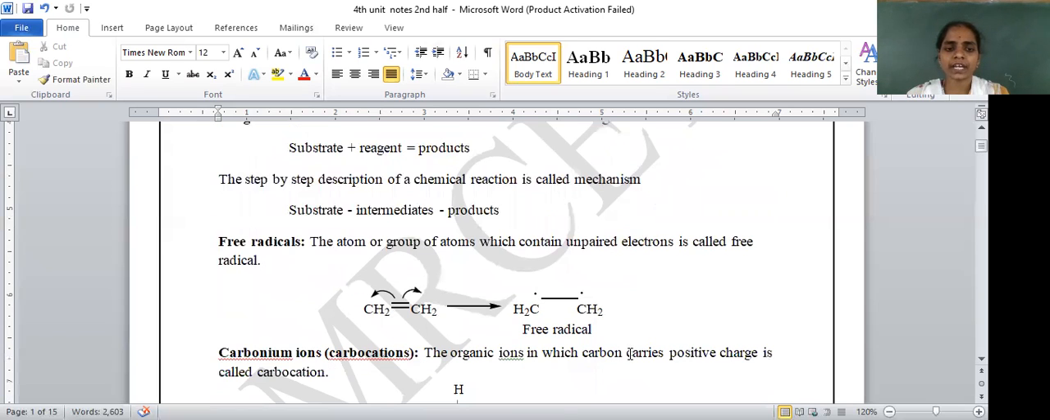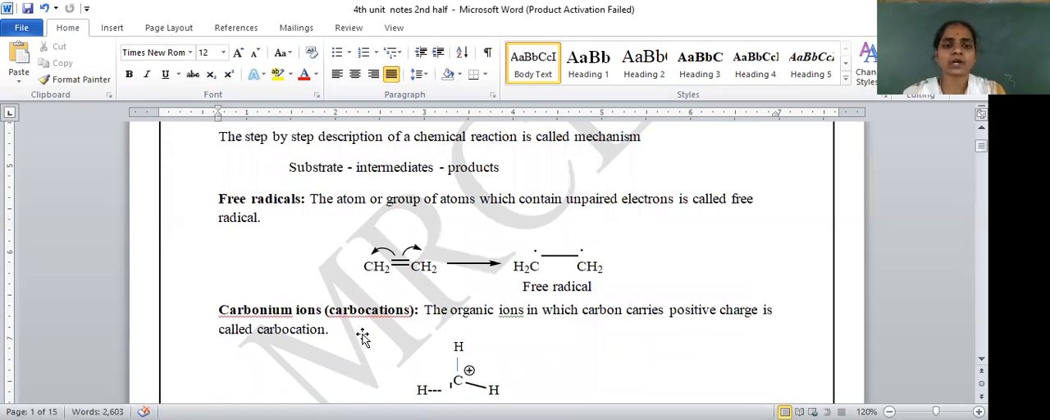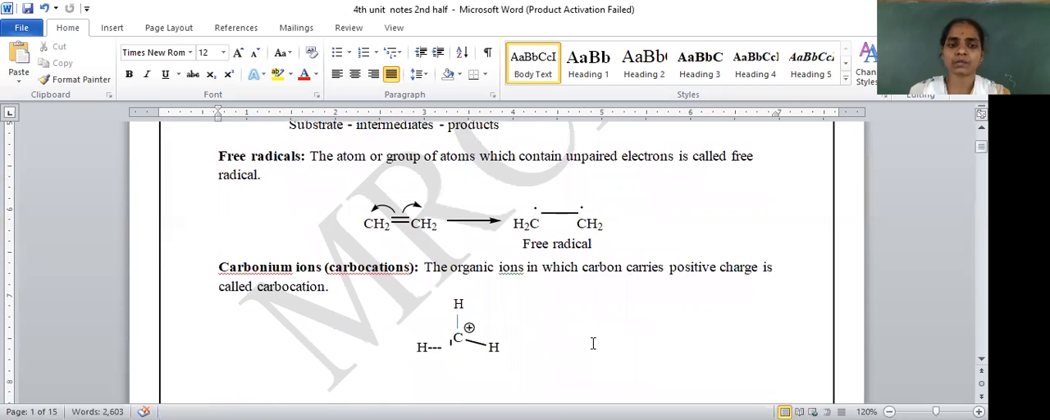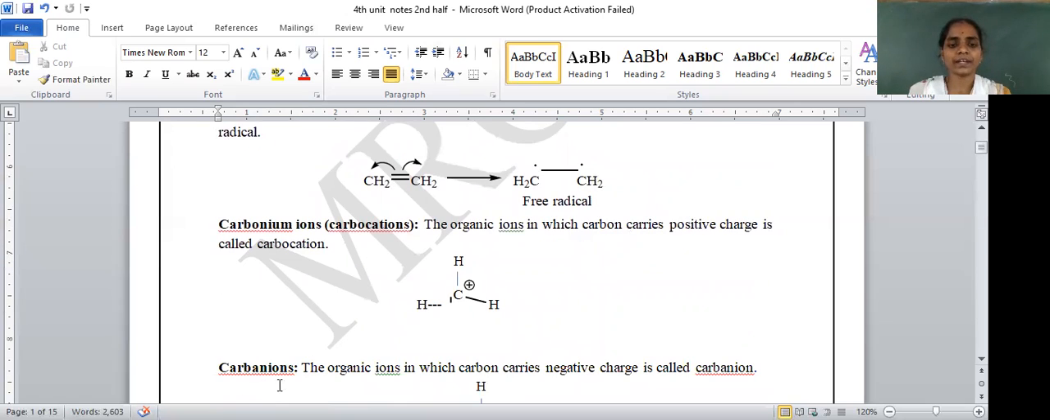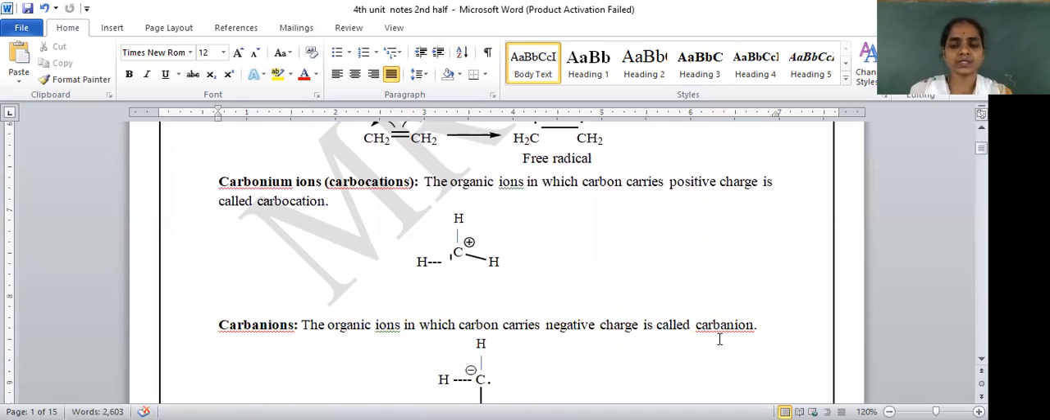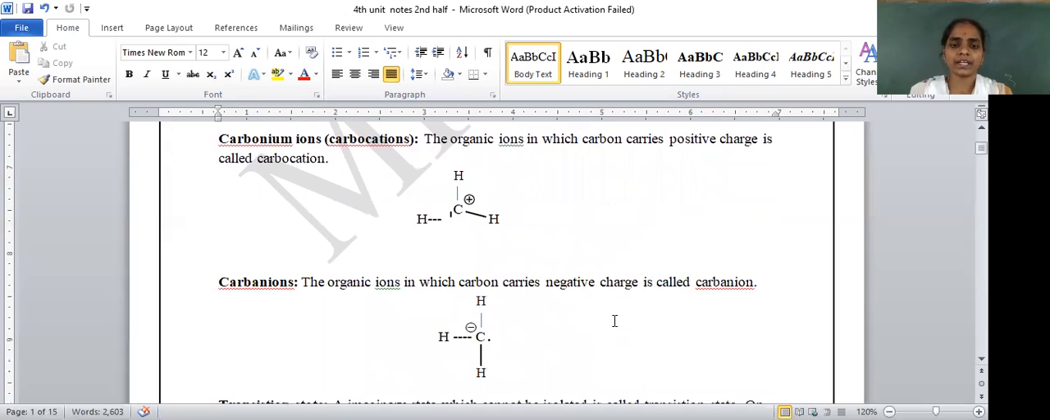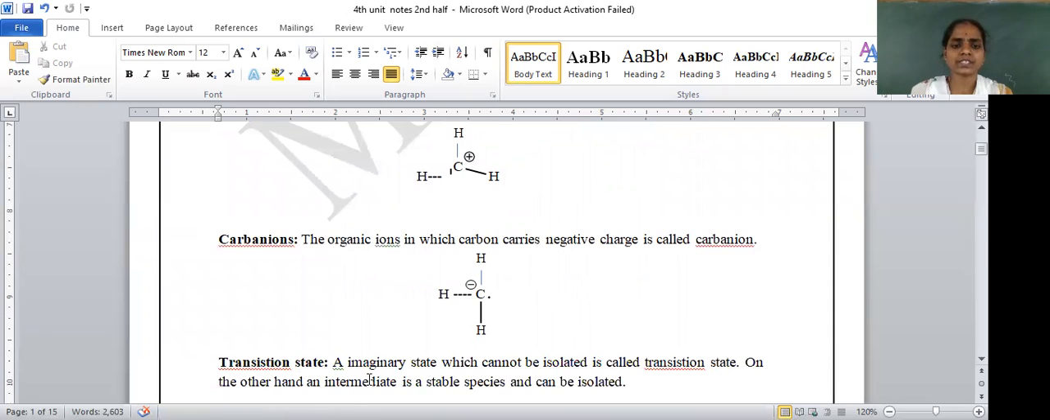So that is called a free radical. And a carbonium ion or carbocation: carbonium and carbocation are one and the same. The organic ion where the carbon carries a positive charge is called a carbocation or carbonium ion. And a carbanion is the organic ion where the carbon carries a negative charge, so that is called a carbanion. So here positive is the carbocation and negative is the carbanion.